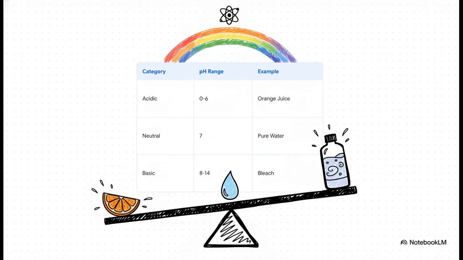Then on the right side of the center, with higher numbers from 8 to 14, we have our basic, or alkaline solutions. Bleach is strongly basic, hanging out way up there around a pH of 12. And the major takeaway here? The further you move away from that neutral 7, in either direction, the stronger and more powerful that acid or base becomes.